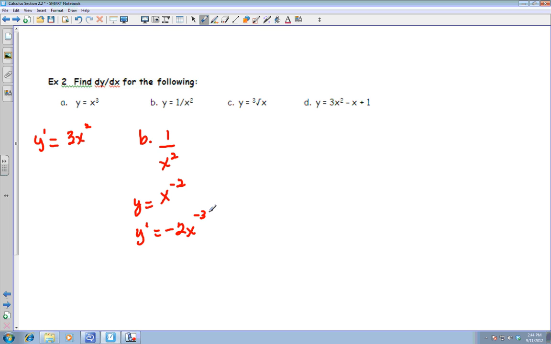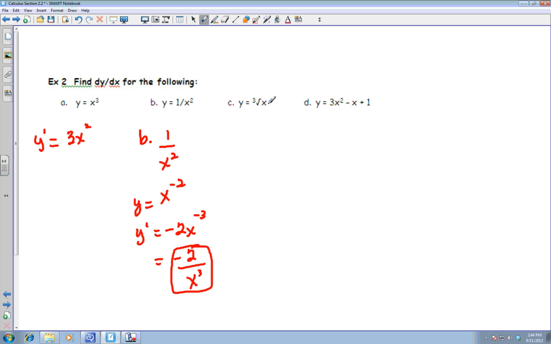Now, here's the rules for your answers. This is correct, but I never want you to leave negative exponents in your answer. So to fix this, I can move it again, and I'm only moving what has the negative exponent. And when I move it down, it changes it to a positive exponent.